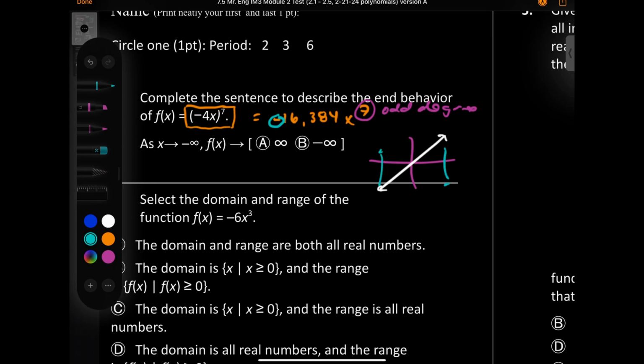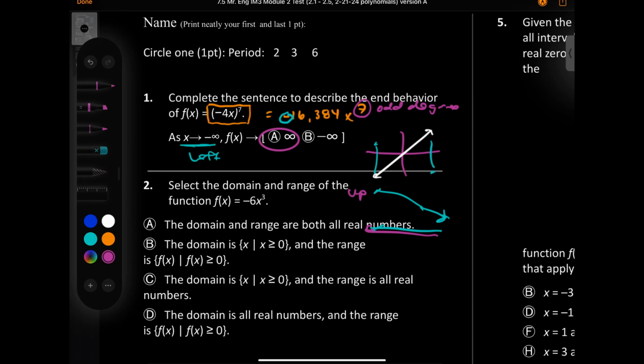So then your graph's going to look like that. Okay, so that means going towards the left. So as I go towards the left, what's happening? This is up, right? So up is A.